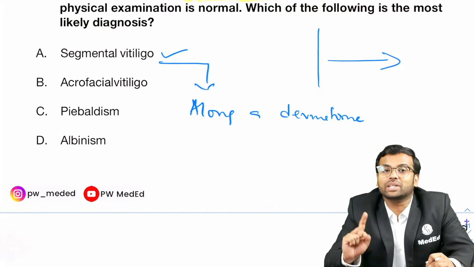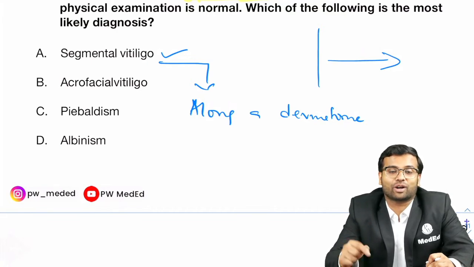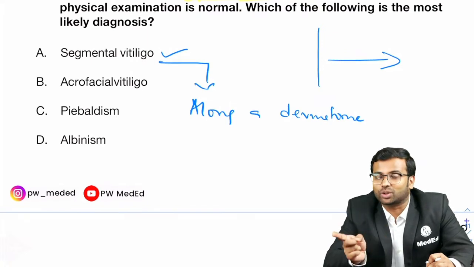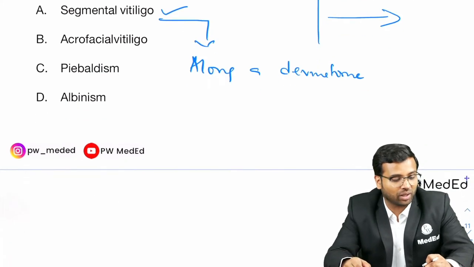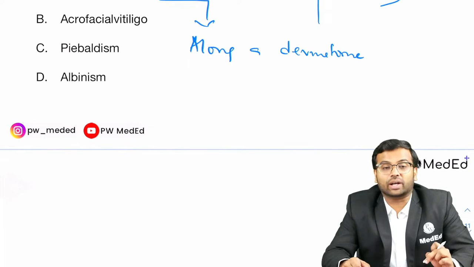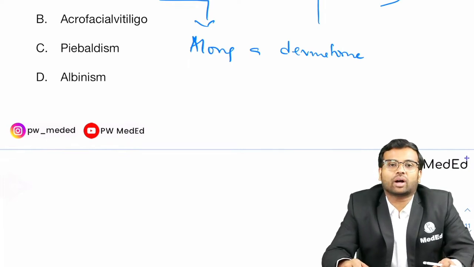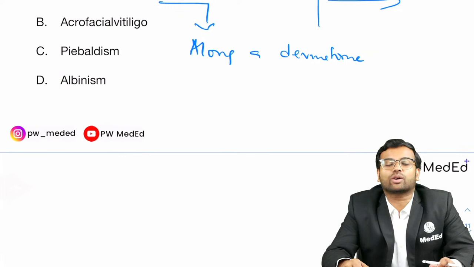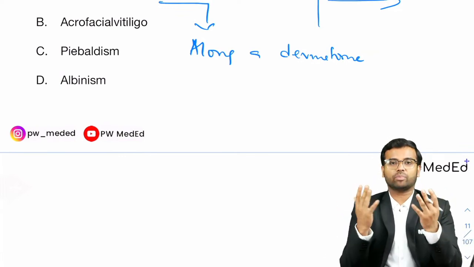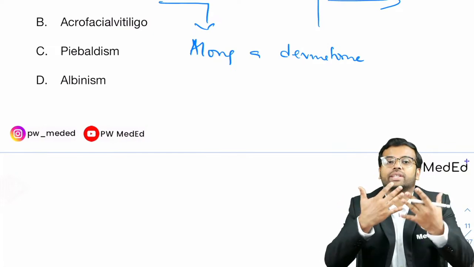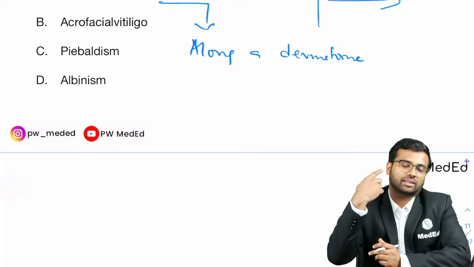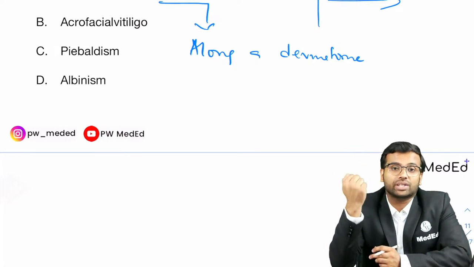Do you remember herpes zoster, the reactivation of varicella virus? In herpes zoster, the lesions do not cross the midline because this is again along a dermatomal distribution. So this is called segmental vitiligo. Now, what is the second option? That is acrofacial vitiligo. How do you identify acrofacial vitiligo? Acral means extremities, correct? So if there are vitiligo lesions over the extremities and the face, then you can call it acrofacial vitiligo.